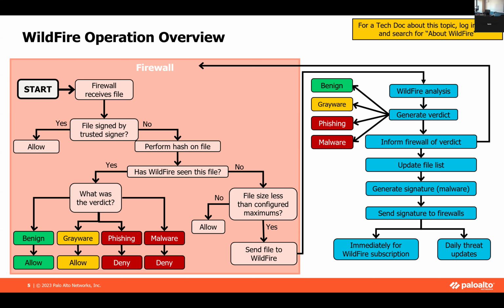If it has not been seen by Wildfire, then the file size has to be less than the maximum configured. So we're going to set a file size, call it 15 meg. If it's less than that, then we're going to go ahead and send it up to Wildfire. If it's more than that, we just know and we end up allowing the file, right? And the reason for that is what? Most networks do what?